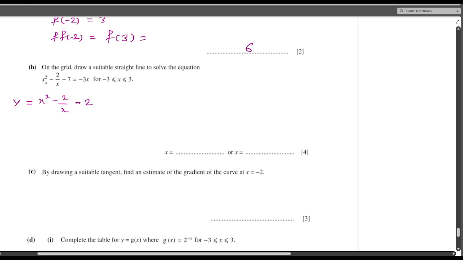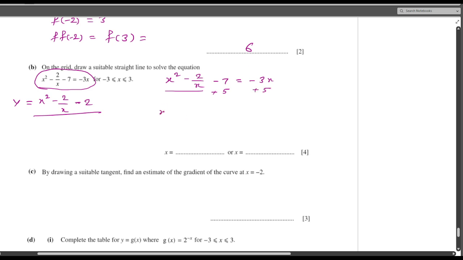Now I have to draw a straight line and solve this equation. So let us rewrite this equation: x squared minus 2 divided by x minus 7 is equal to minus 3x. Let us rewrite it so that one side is this part. Already x squared minus 2 by x I have, only I need minus 2. So for minus 2, what do I do? I will add 5 here. The same thing will go on the right side.